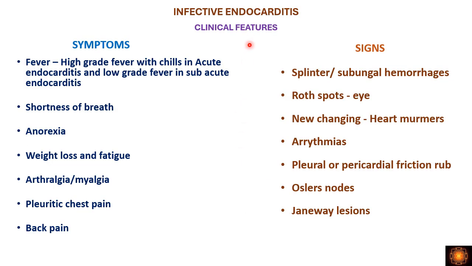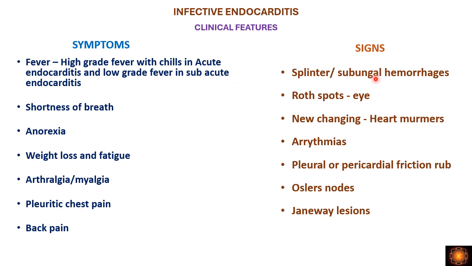So coming to the clinical features, the most common symptom with which the patient presents is fever. This will be high grade when it is present in acute endocarditis, and it will be low grade in subacute endocarditis. The patient will also have features like shortness of breath, anorexia, weight loss, fatigue, arthralgia, myalgia, pleuritic chest pain, and back pain. These are all the features with which the patient can present.